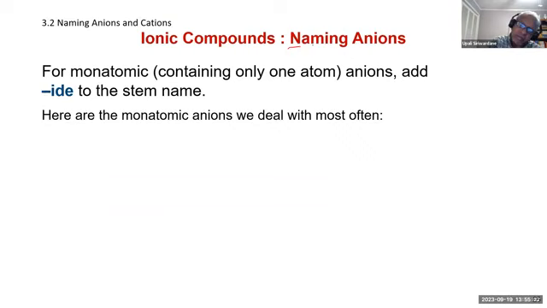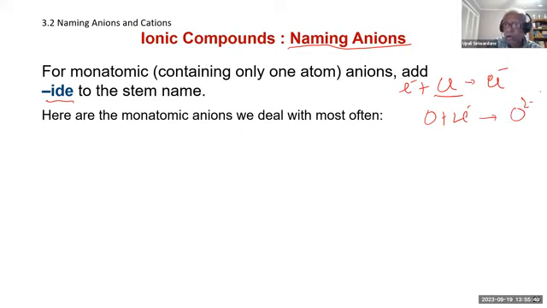Naming anions is different from naming cations. If chlorine gains an electron to make the chloride ion, you add "ide" to the element name and call it chloride. Oxygen gaining two electrons forms the oxide ion, 2 minus.